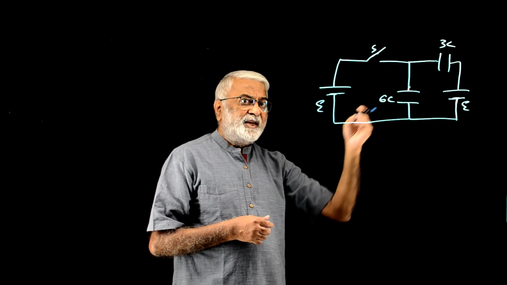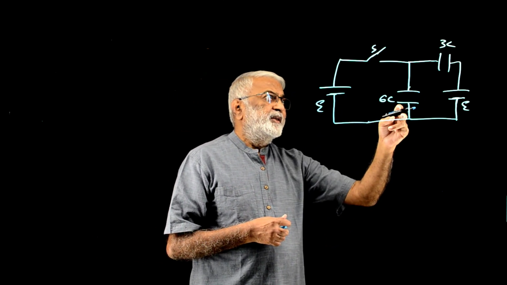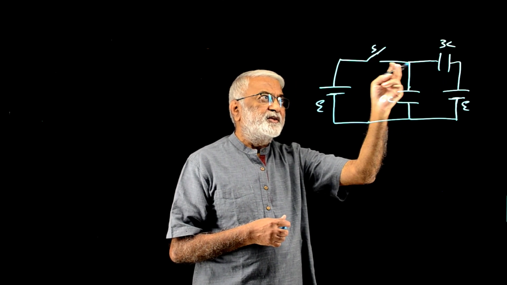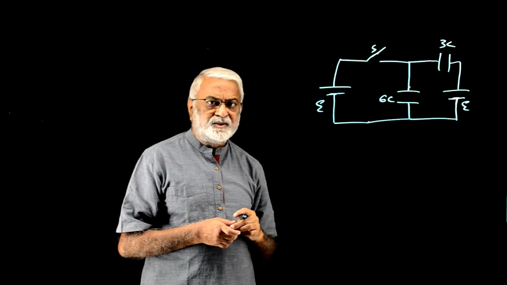We don't need a serious calculation for that. Just the fact that these are in series, 6C and 3C. There is no junction here. This path is open. So 3C and 6C are in series.